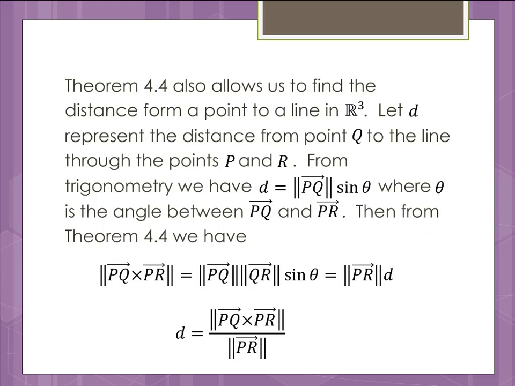Here's another interesting application of our theorem 4.4. It allows us to find the distance from a point to a line in R3. So if you let D represent the distance from a point Q to the line through the points P and R, then from trigonometry, the distance would be equal to the magnitude of PQ times sine of theta, where theta is the angle between PQ and PR.